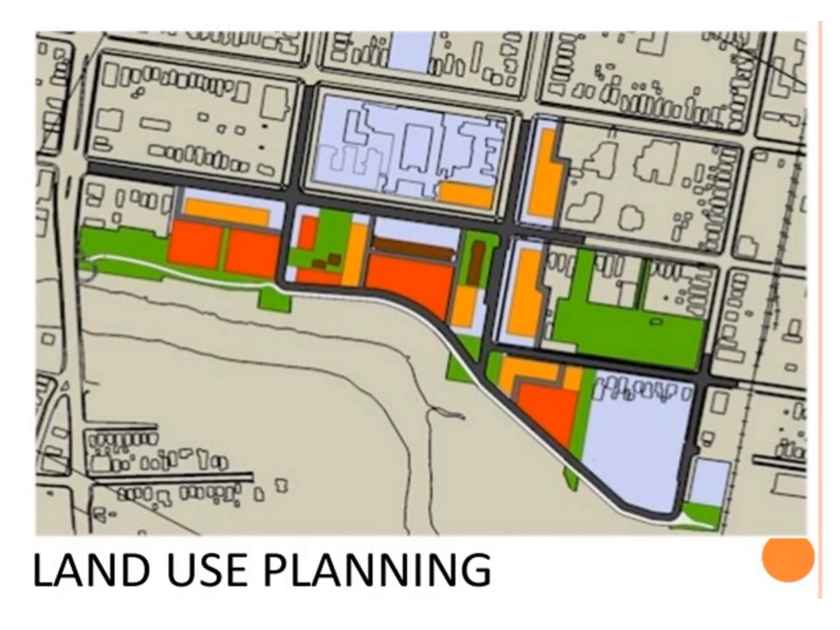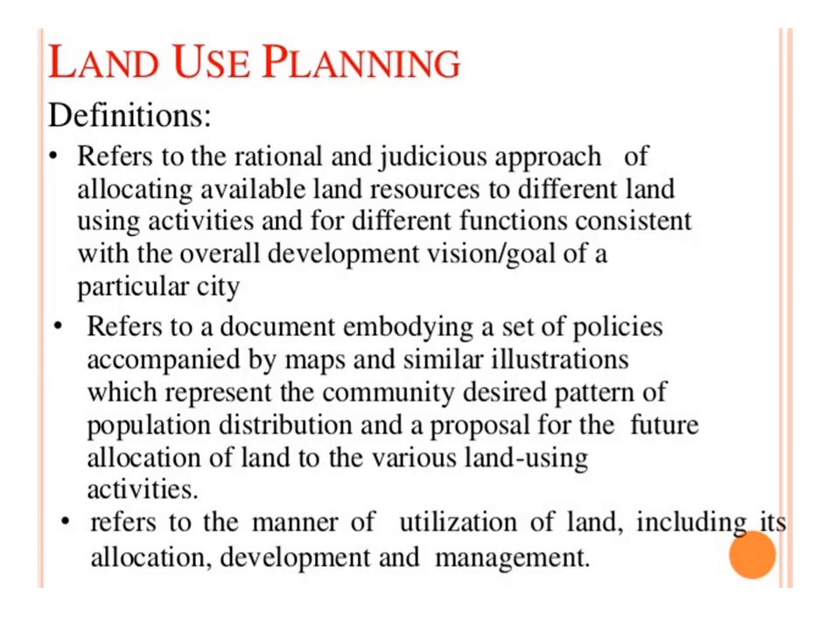All these color codes are shown in the land use planning as shown in the figure. The land use planning refers to the rational and judicious approach of allocating available land resources to different land using activities and for different functions consistent with the overall development in order to fulfill the vision of a particular city.